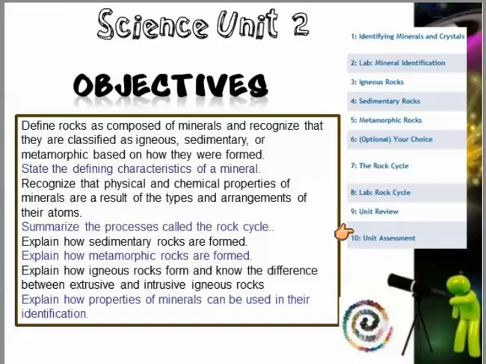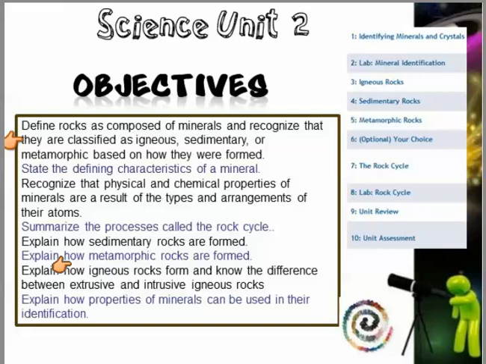So here are the main things that you want to make sure that you know before you take that unit assessment. Make sure that you know that define rocks as composed of minerals. So minerals are the building blocks of rocks. Rocks can be made up of one or more minerals. And recognize that rocks are classified as either igneous, sedimentary, or metamorphic based on how they were formed.